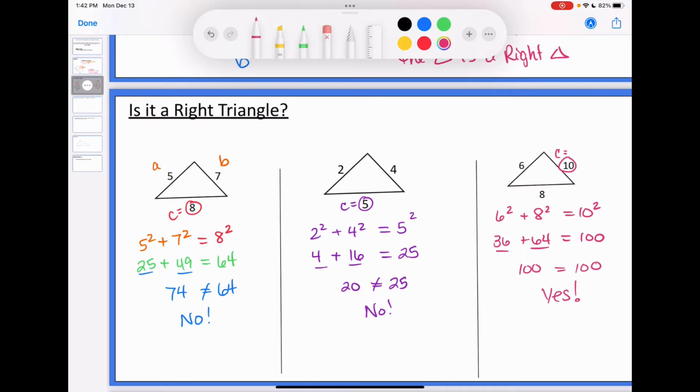Okay, so that's how you would use the converse, right? Is it a right triangle or not? Now, that's what we did last year. We did that before. This year, though, I think you could even take it a step farther, right? Knowing what we know about the sides and the angles with our triangles, right?